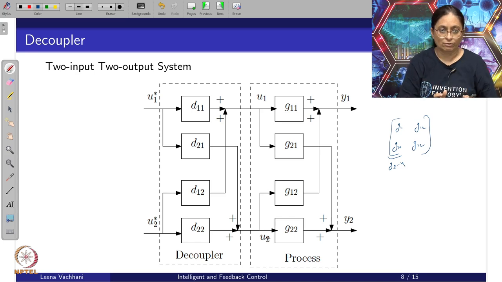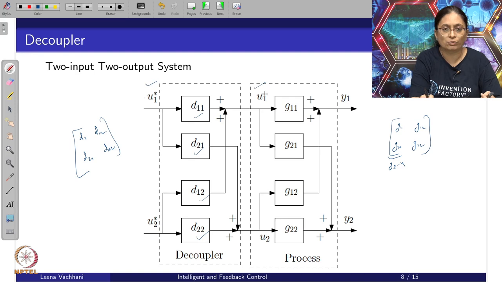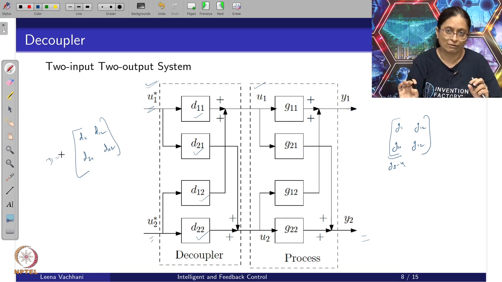Now I want to design a decoupler over here. So this decoupler is of the form D11, D12, D21 and D22, but now it is between U1 and U star. So instead of the output Y1, now my output is U1, and this is a synthetic U1 star that we get. Overall, we would like U1 star to affect only Y1, U2 star to affect only Y2. So can I come up with this particular decoupler D such that I have a pairing option available? That's what we would like to take up.